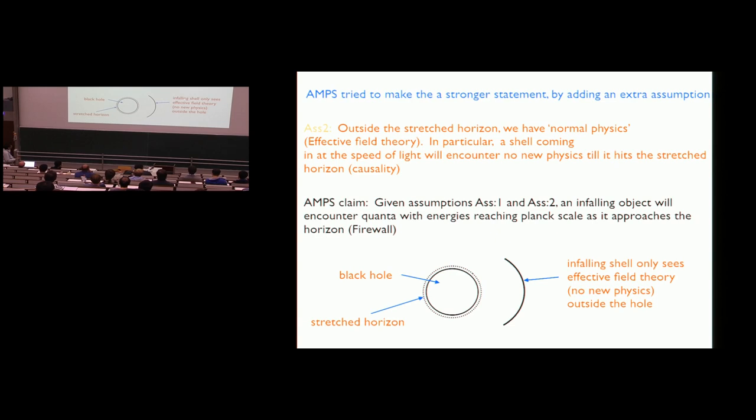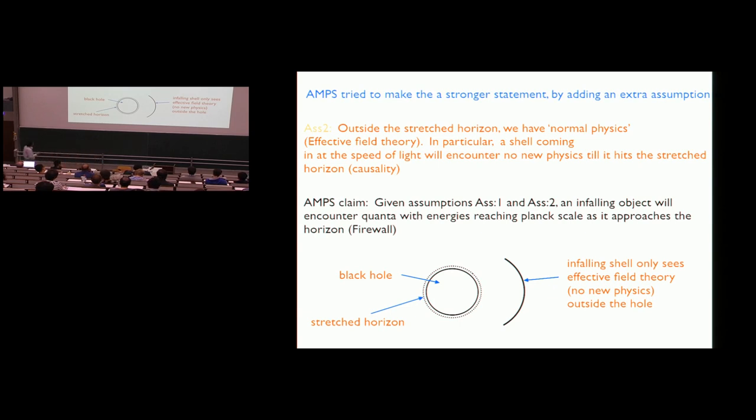A shell coming in at the speed of light, let's say, will encounter no new physics till it actually reaches the stretched horizon. Now, at first, this looks quite normal. If nothing happens outside the Planck length from the horizon, good physics is there. We all would like to maybe think that. So then if a shell is coming in at the speed of light, of course, it wouldn't notice anything funny happening till it reaches the stretched horizon. And let's assume all physics there is normal physics that we are used to. That's assumption number two. Okay.